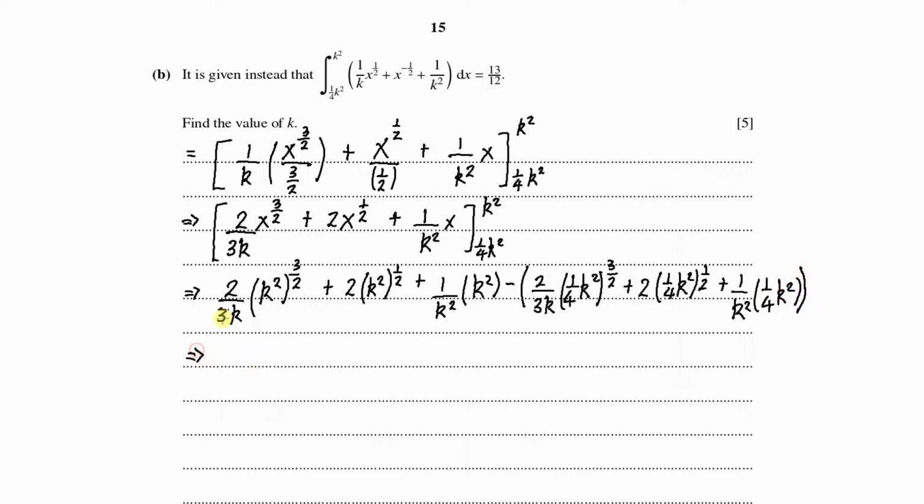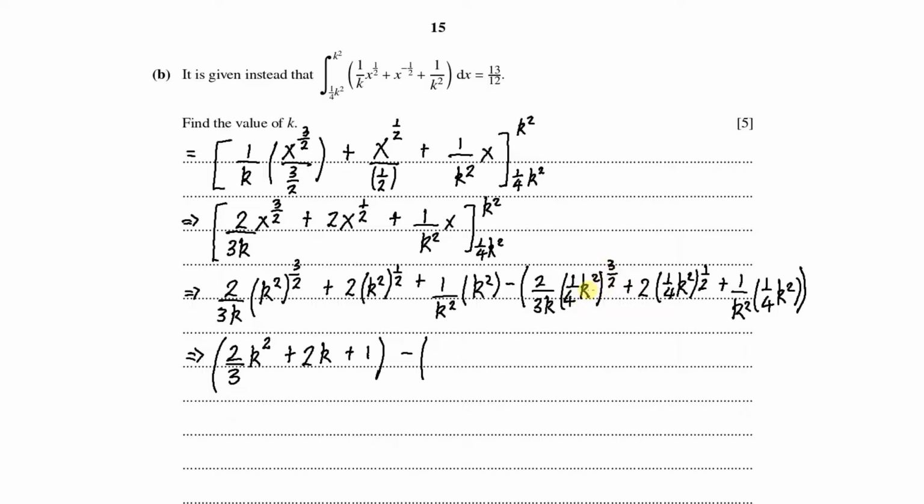Okay, let's simplify this. So k squared to the power of 3 over 2, we multiply the powers, we get k cubed, and if we divide k into k cubed, we get k squared, so we are left with 2 over 3 of k squared. Here, if we multiply the powers, 2 times a half, we get 1, so we're left with 2k. And here, we will only have 1 if we multiply 1 over k squared times k squared. So this is what we get here. And that's going to be minus. Here we've got a quarter k squared raised to the power of 3 over 2.